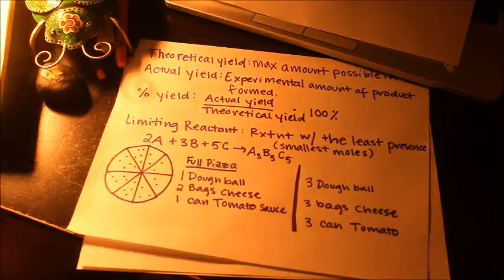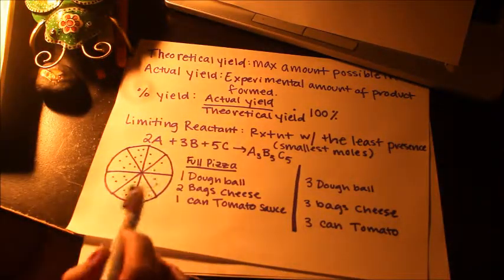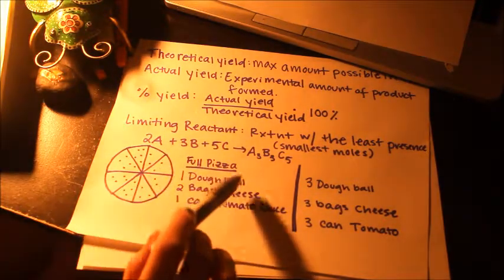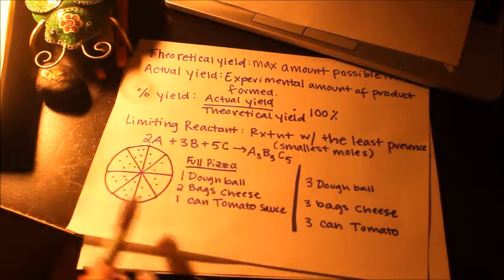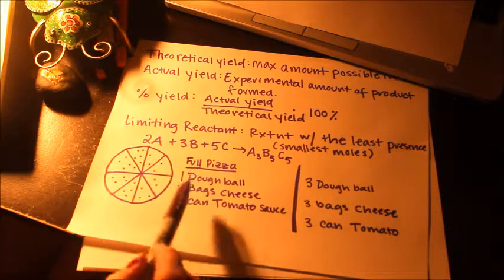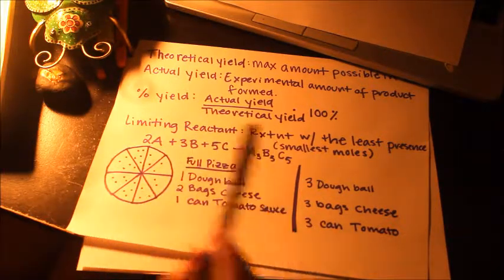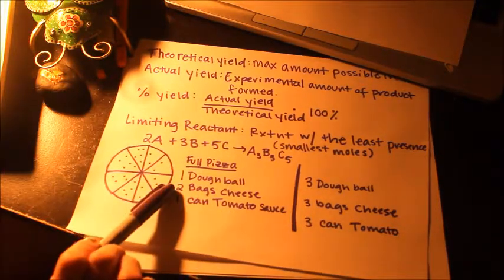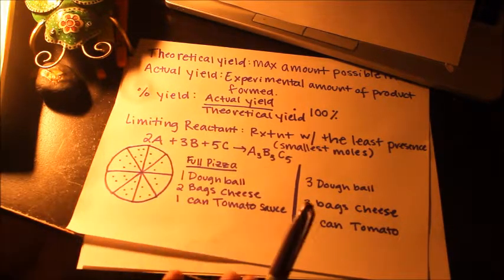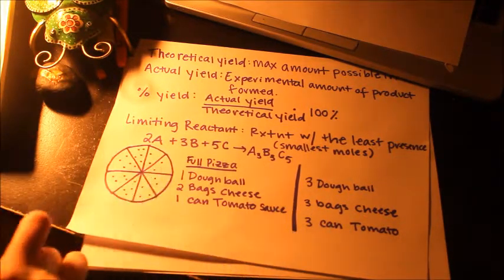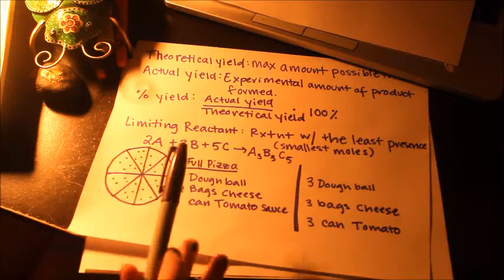I don't know about you guys, but I love pizza. Say we want to make a full pizza. We're going to need 1 dough ball, 2 bags of cheese, and 1 can of tomato sauce for a regular cheese pizza. That makes 1 cheese pizza.